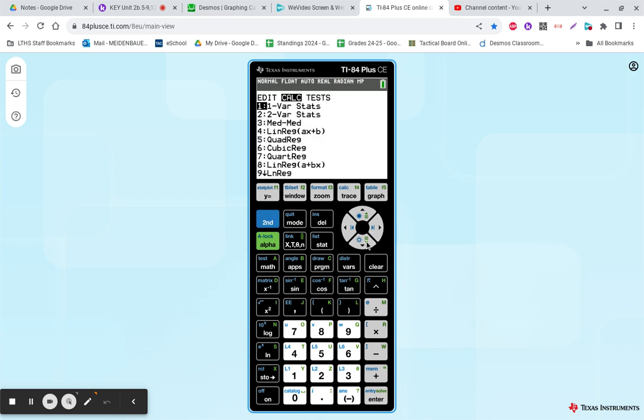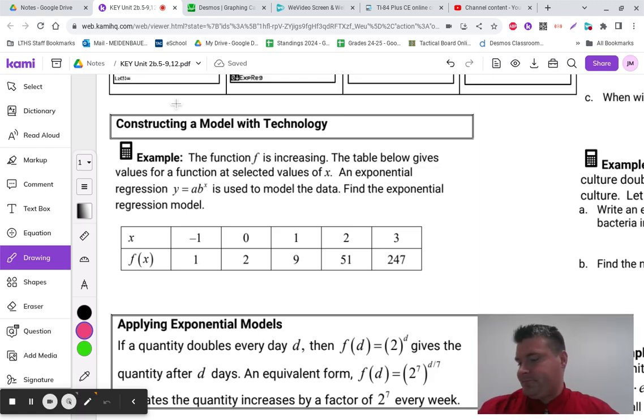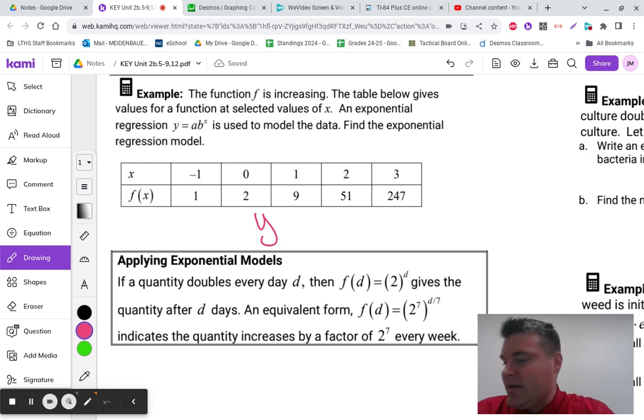You go to calc. We're going to go to exponential. Click enter. And then I typically store this into Y1 just in case I have to use it. Hit enter, and that's going to give us everything we need right there. Now, obviously, the A value is much more than the 3 decimal places I'm going to give you. But we just need the first 3 for an answer. If we're going to work on this problem further, we would use more digits.